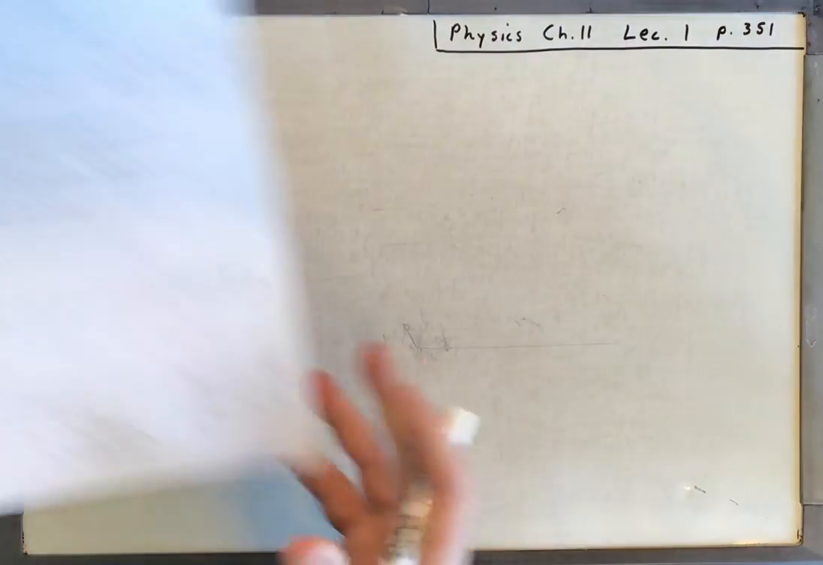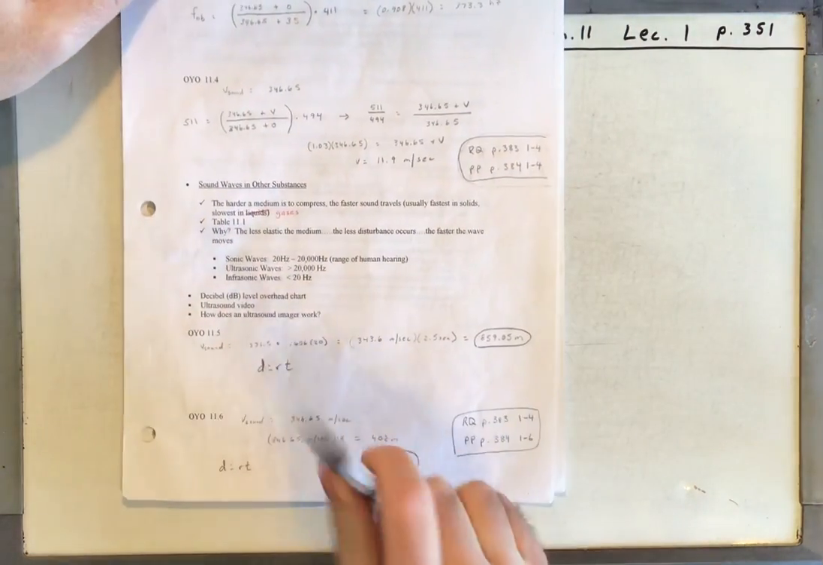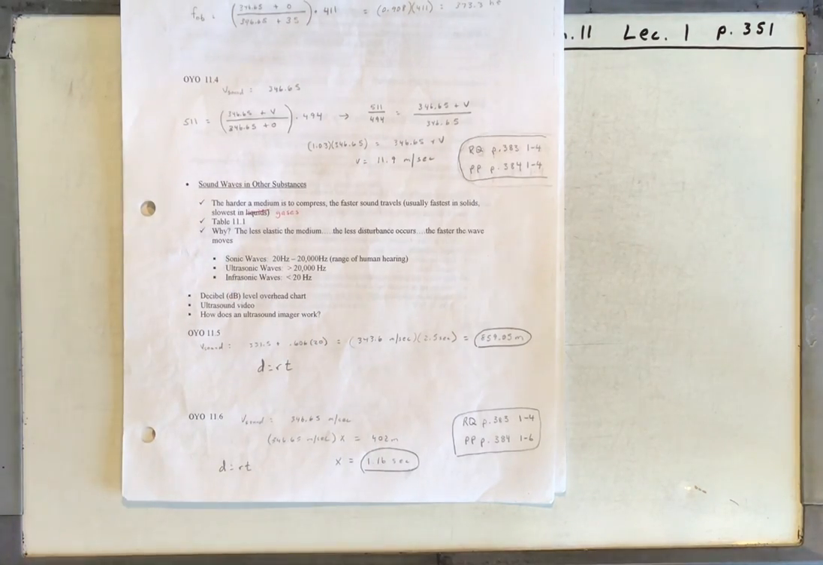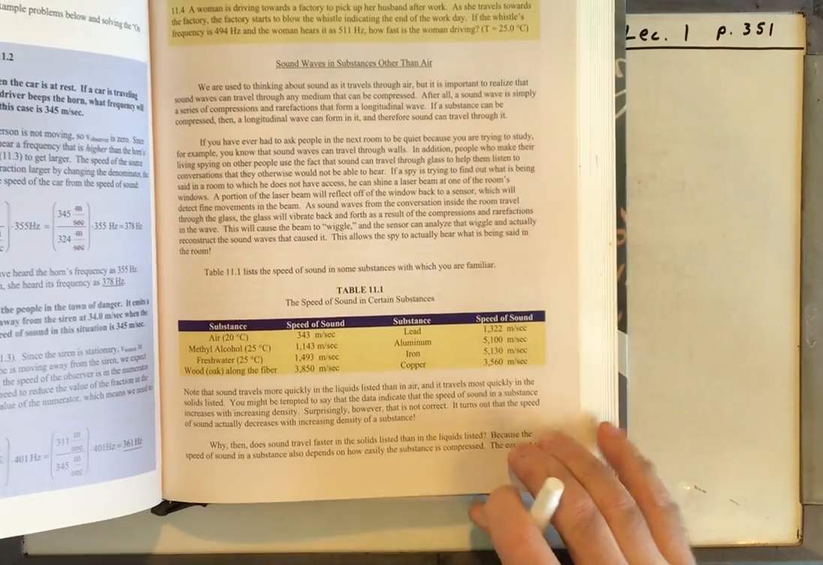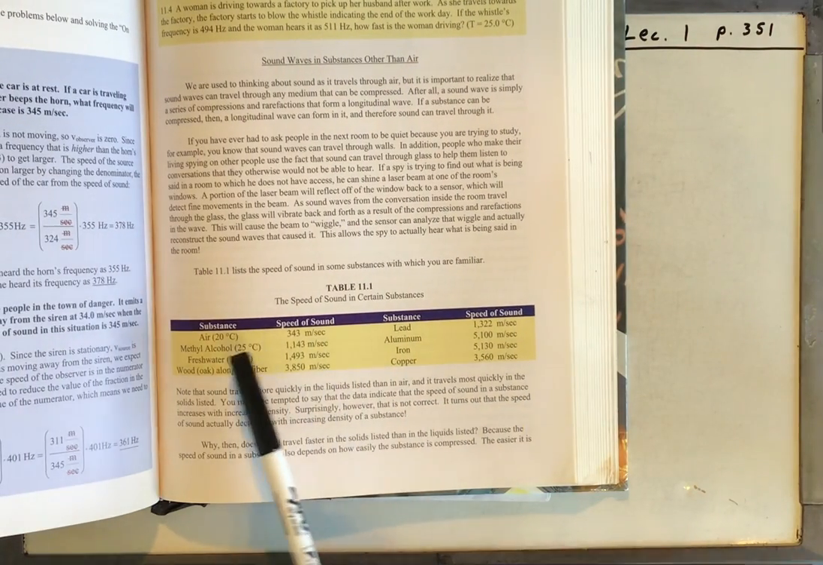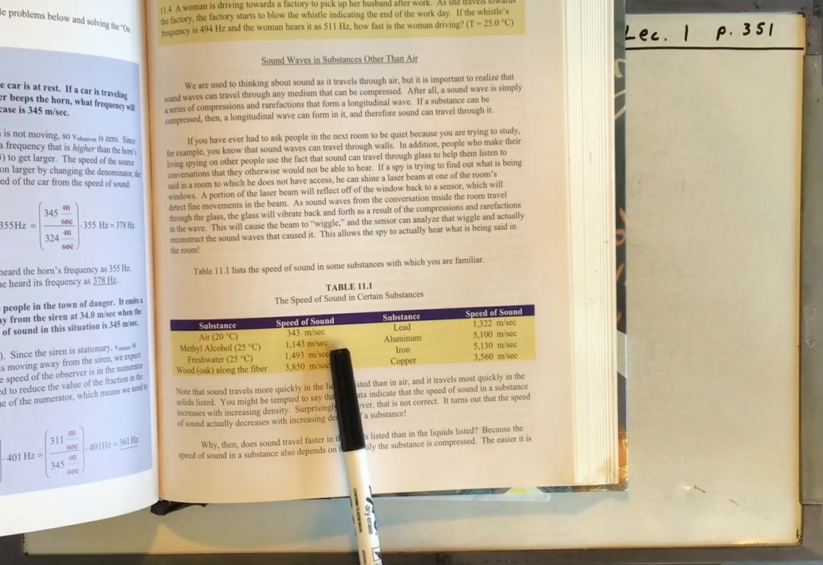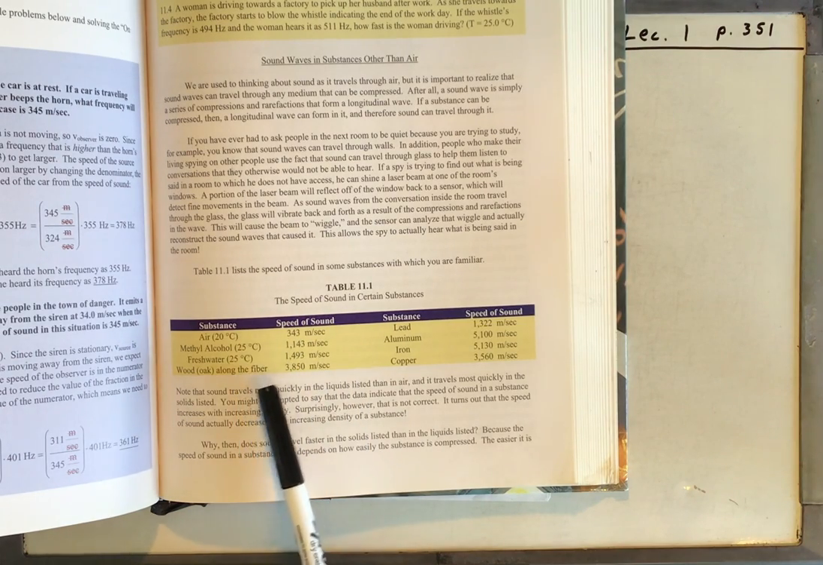And we'll do the bottom half now of page 3 on your notes. So, sound waves and other substances. If you will look at table 11.1 on page 363, you'll see the speed of sound in air is 343 meters a second, and it gives a bunch of other substances. And notice that air is the slowest one.